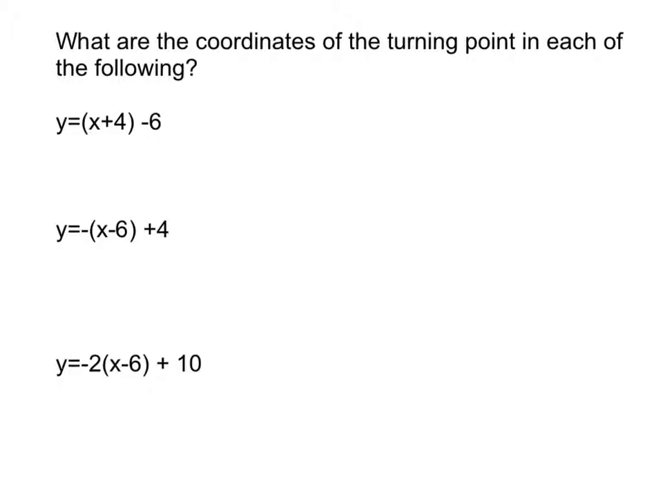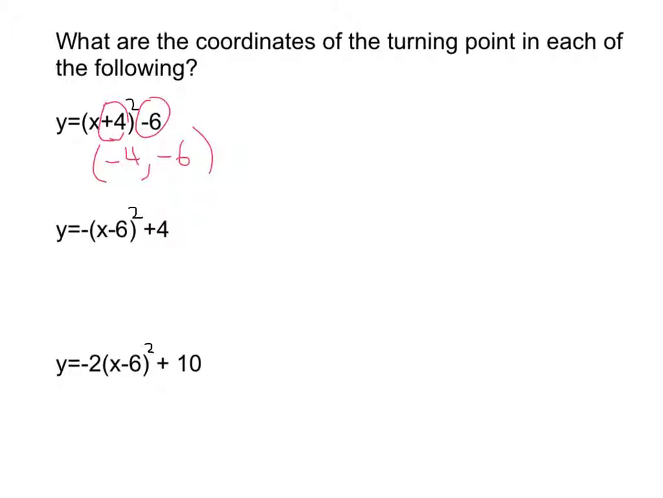What are the coordinates of the turning point in each of the following? Now these actually should all be in turning point form. So I've forgotten to put the little squares on here. That's better. Okay, if they're in turning point form, we'll take the negative of what's inside the bracket there. So x will be equal to negative 4. And we take the value which is outside there, so negative 6. So the turning point for the first one is negative 4 and 6.